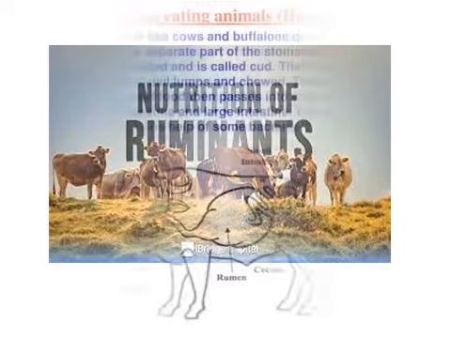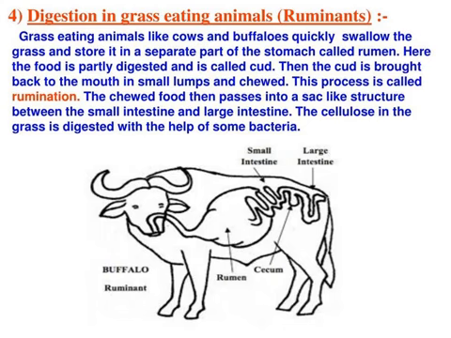Here in the picture we can see the digestive tract of a cow. It consists of mouth, esophagus, four-chambered muscular stomach, small intestine, and large intestine. The four chambers of the stomach of a cow are rumen, reticulum, omasum, and abomasum.